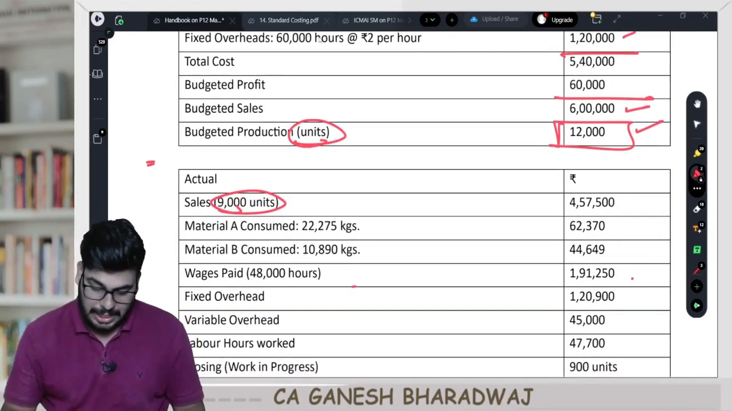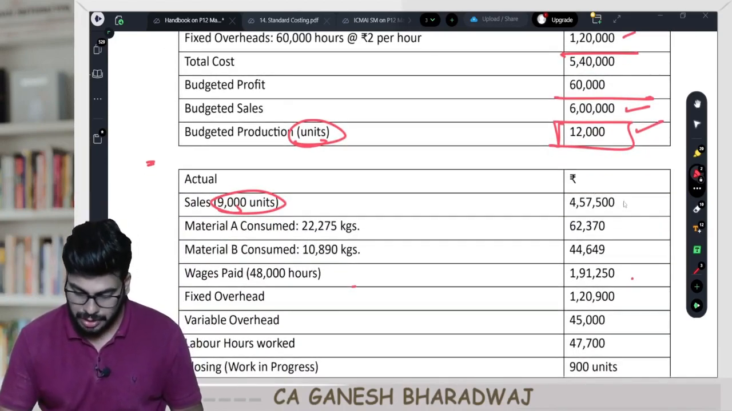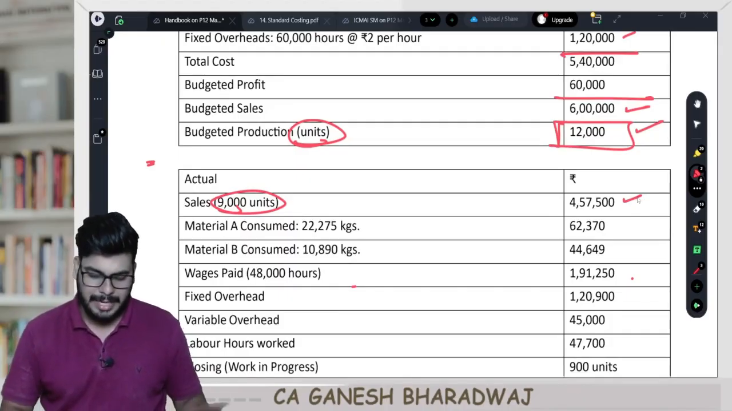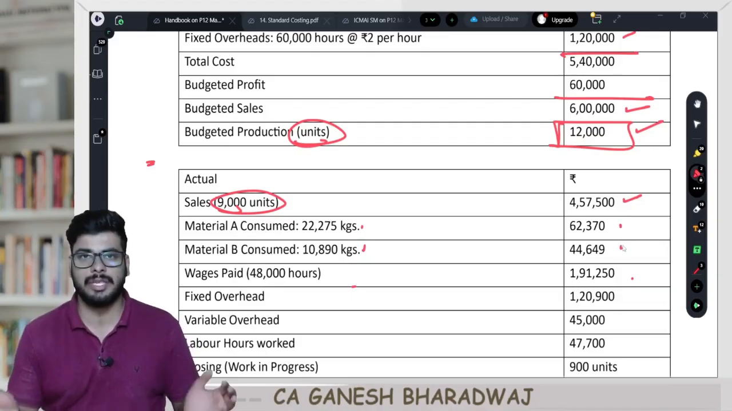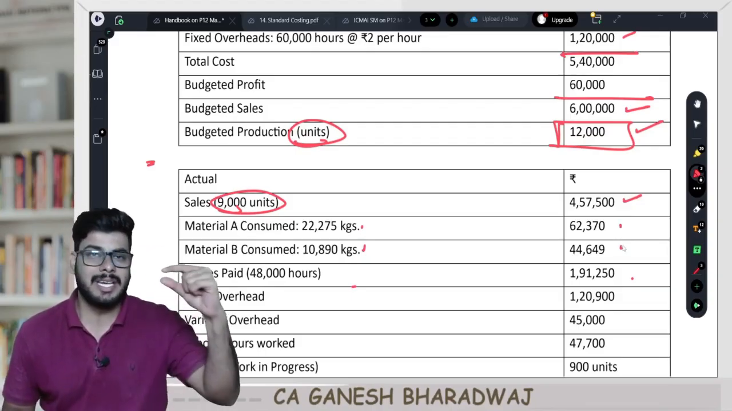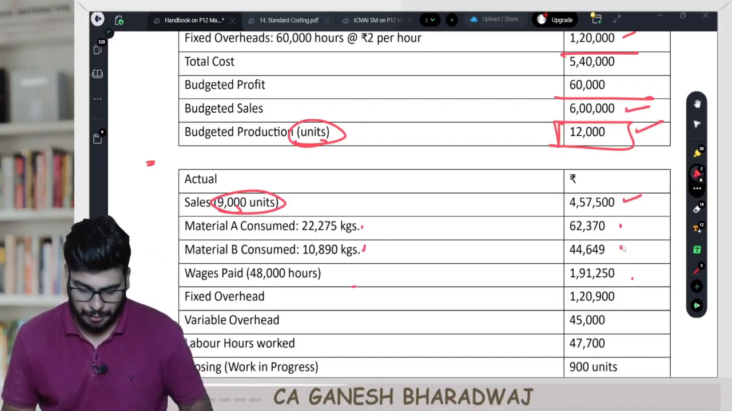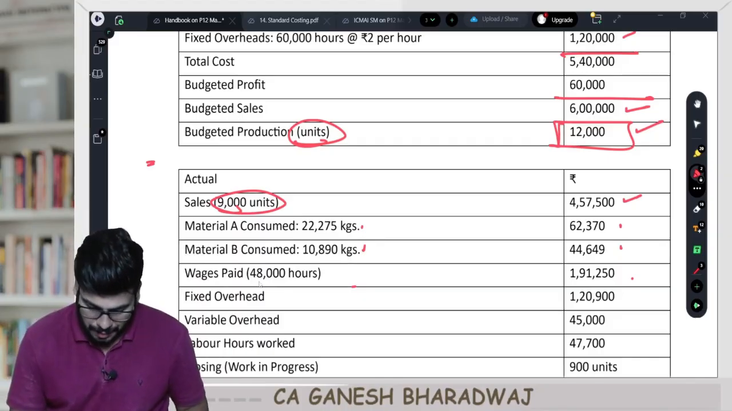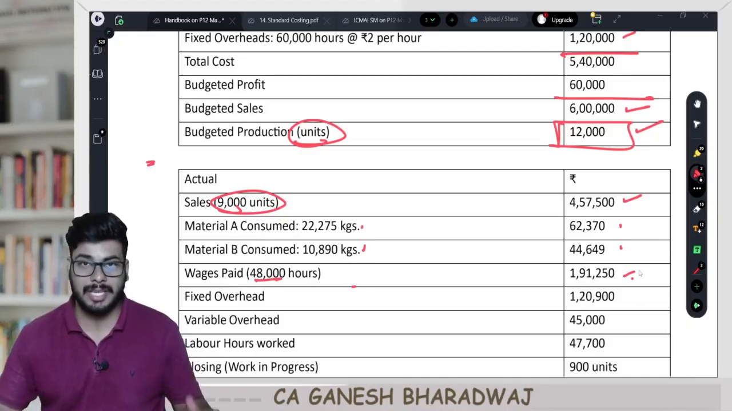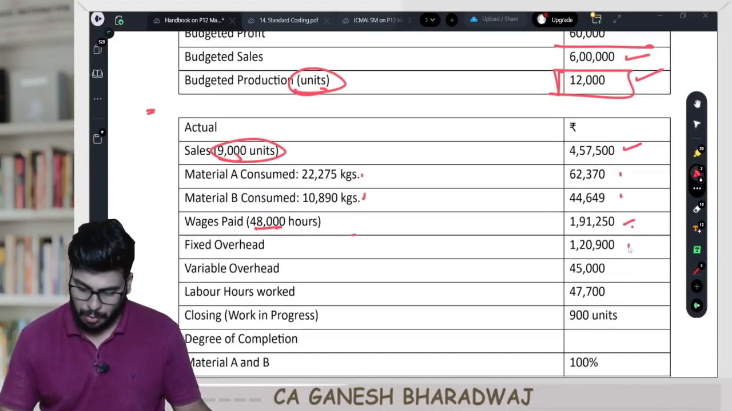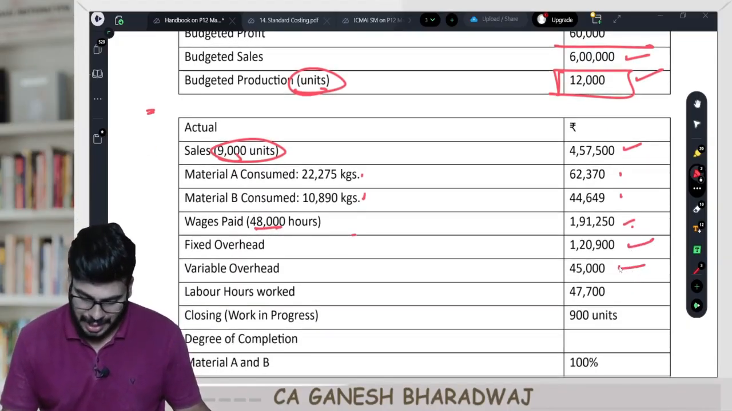Next. Sales given is 9,000 units. The actual sales value is given as follows. Material consumed, A and B, in terms of kgs is given, and the value is given. If you divide the two, you will get the actual price per kg of A and B. Wages paid: they have paid wages for 48,000 hours. The value is given. If you divide the two, you will get the actual rate. The fixed overheads actually incurred are given. Variable overhead actually incurred is given.